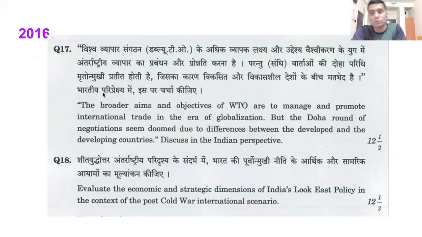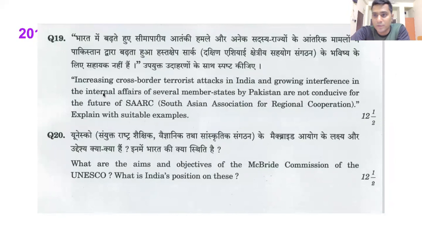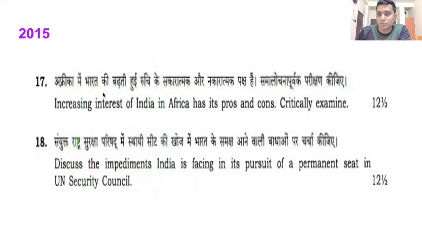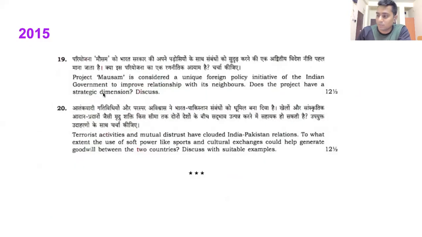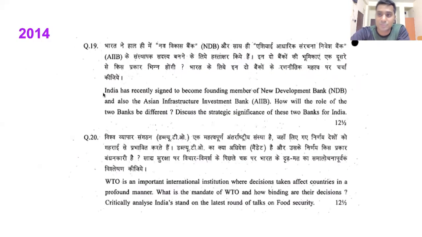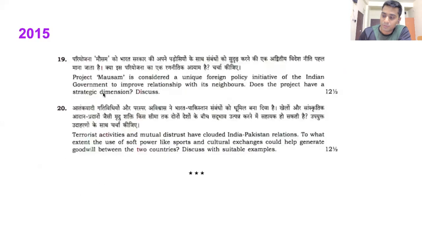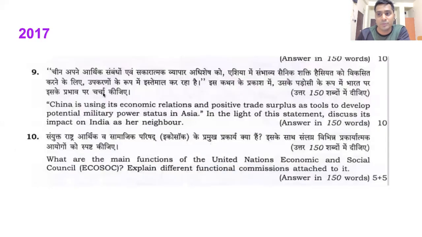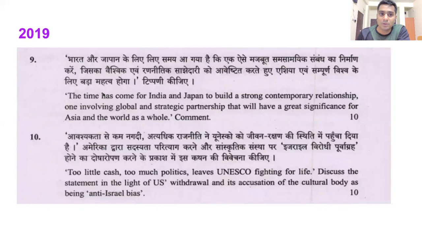From 2016 to 2012, each question carried 12.5 marks, not a 10 and 15 division. It is 12.5 for each and every question. But UPSC changed this after 2017. Here 12.5 times 4 is 50. Similarly 2015, 50. In 2014, you have 5 questions this time, 62.5 marks. So on an average, every year UPSC is asking 50 marks from international relations.